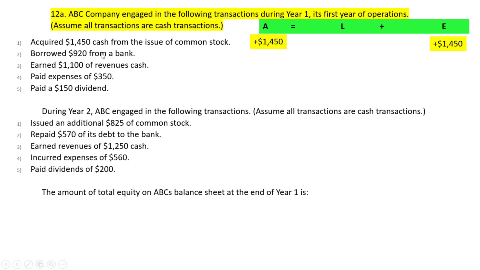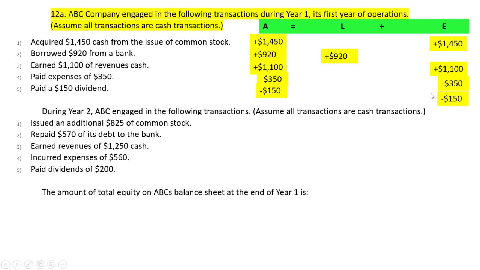Borrowed $920 from a bank. Well, that cash goes up, but so do liabilities and not equity. We earned $1,100 cash revenue, so cash goes up $1,100, and so does equity $1,100. We paid expenses of $350. Expenses would be a cash expense, so cash is going to go down under assets, and equity is going to go down under expenses for $350. And then we paid a $150 dividend, so cash is going to go down under assets, and equity is going to go down by $150.